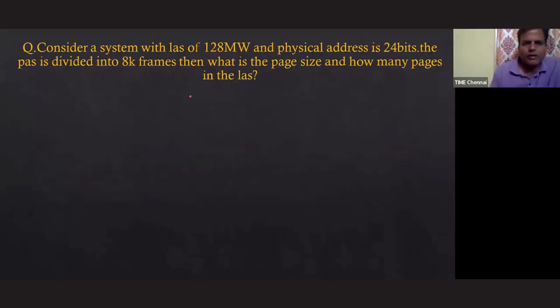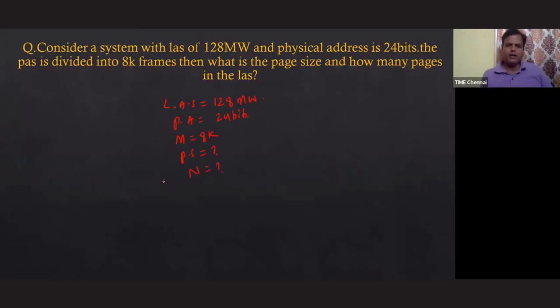Consider the system with the logical address space equals to 128 and physical address equals to 24 bits. If the PAS is divided into 8K frames, so that means M equals 8K. Then what is the page size and how many pages in the LAS? How many pages in the LAS? That means N, number of pages, is asked. Okay, let's see how to calculate this one.